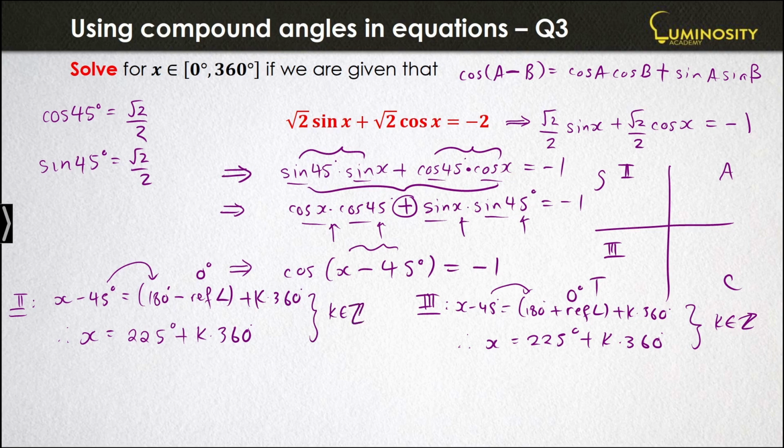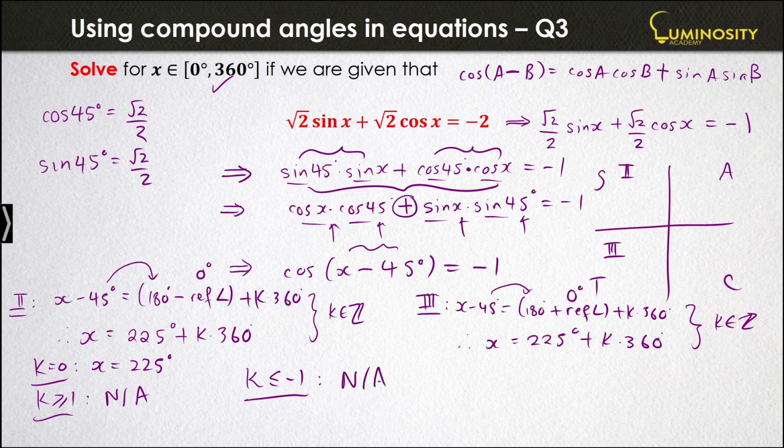Now we can put in integer values and check what solutions we get in the given domain. When k is equal to 0, I'm just going to check one equation because the other is exactly the same. I get 225 degrees, which is inside the domain. If I put in anything bigger than or equal to 1, there'll be no applicable solutions because we'll have values outside of 360 degrees. And anything less than or equal to negative 1, that's 225 minus 360, gives a negative angle, less than 0 degrees, so it's not applicable. The only applicable angle in that domain is 225 degrees.